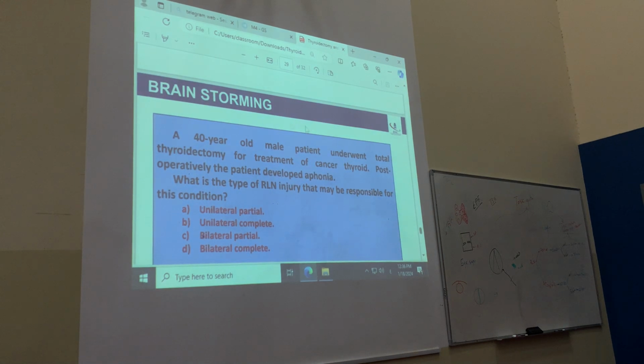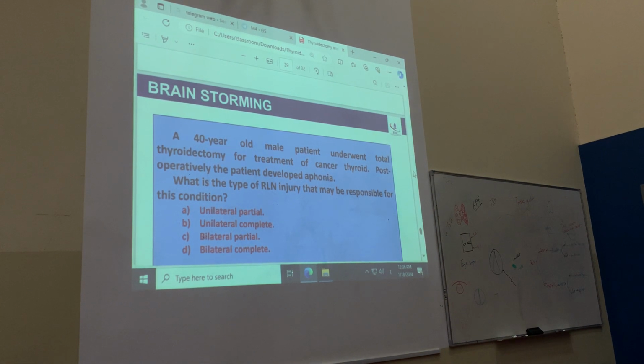A 40-year-old male patient underwent total thyroidectomy for treatment of cancer thyroid. Post-operative, the patient developed aphonia. What type of recurrent laryngeal nerve injury is responsible for this condition? Bilateral complete. Aphonia means bilateral complete.